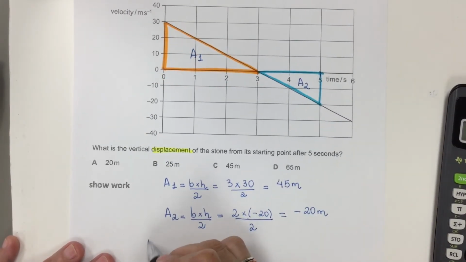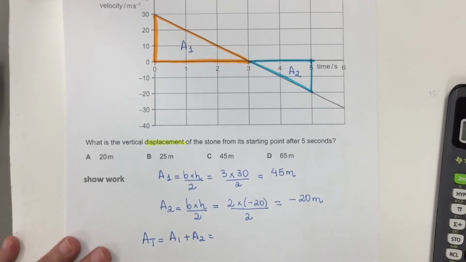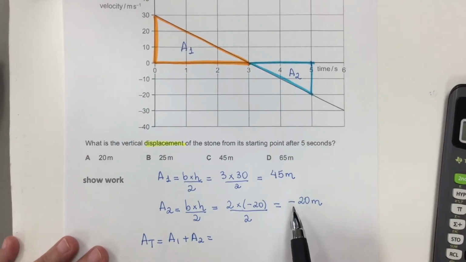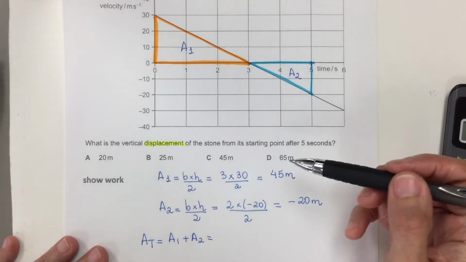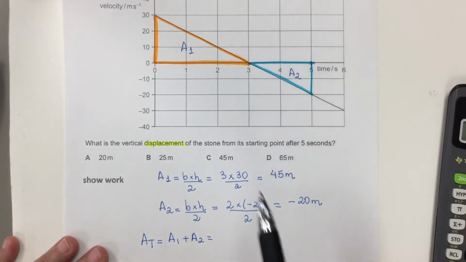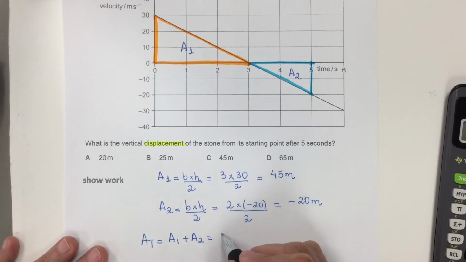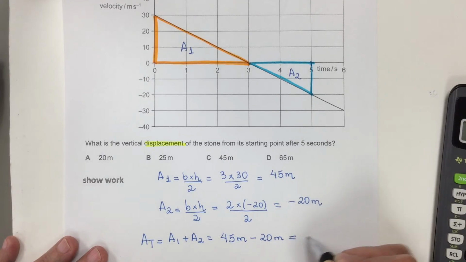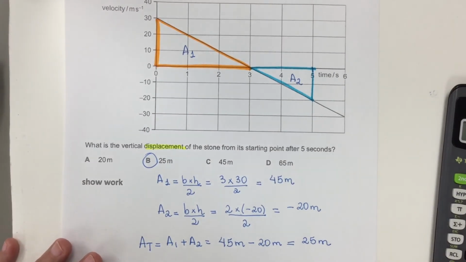Now the total area is equal to A1 plus A2. Because it's displacement, you need to consider the sign. If it was distance, then you add both. Because it's displacement, you cannot. So it will be 45 meters minus 20 meters, which is equal to 25 meters. So answer B. Easy question.